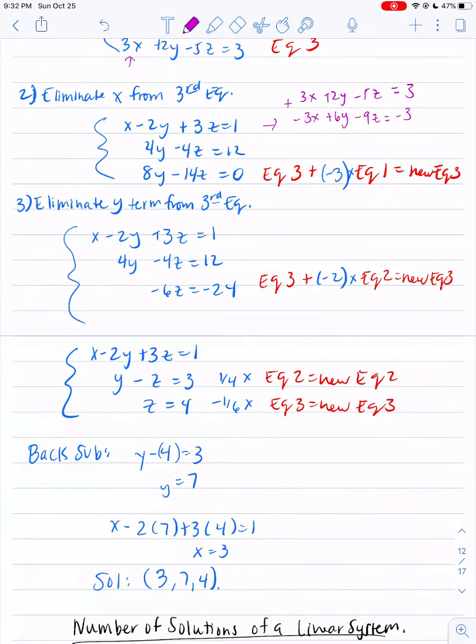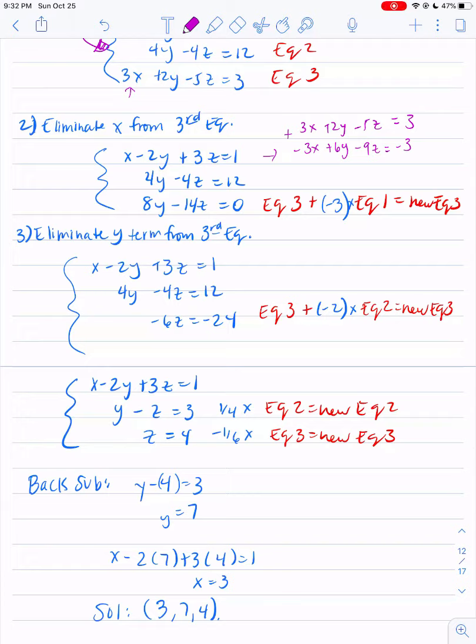Okay, and so now I have it in triangular form. I have x, y, and z in the first equation, y and z in the second, and just z in the third. So I'm going to get the y and z terms by themselves. I'm going to multiply the second equation by 1/4, and I get the new equation 2, just to cancel out the constants. So I get y minus z equals 3.